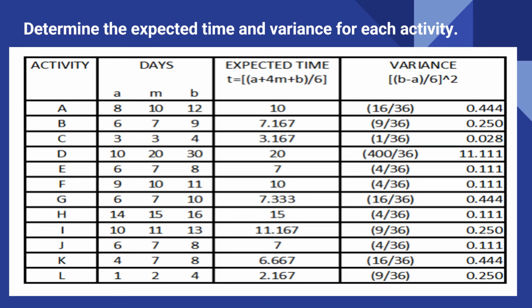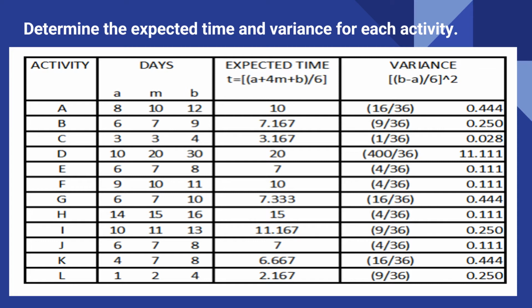So using the formula for expected time, A plus 4m plus B divided by 6, for activity A we get 8 plus 4 times 10 plus 12, all over 6, which is 10. Okay, and you can do the same for B, C, D, and so on.